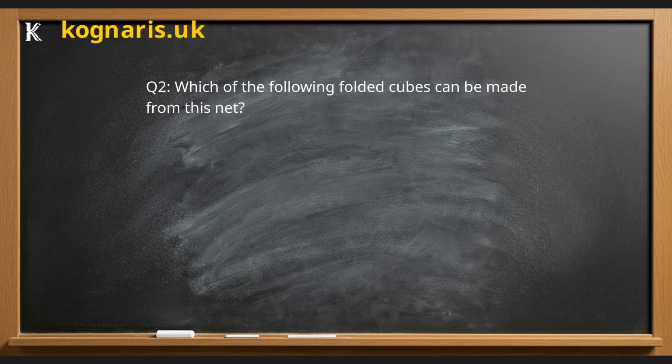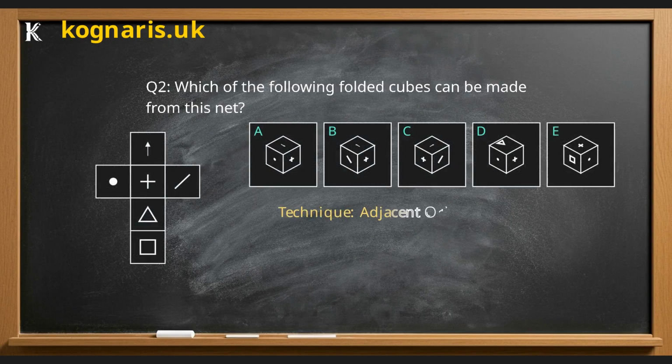Let's tackle question 2. Here we have directional shapes like arrows and diagonal lines. Let's look at the options. First, we check for opposites. We see that the cross and the square are opposites. Option E shows them touching, so we can cross out option E immediately.